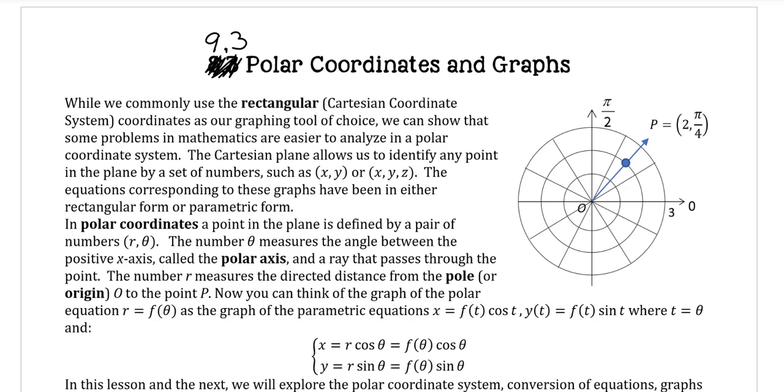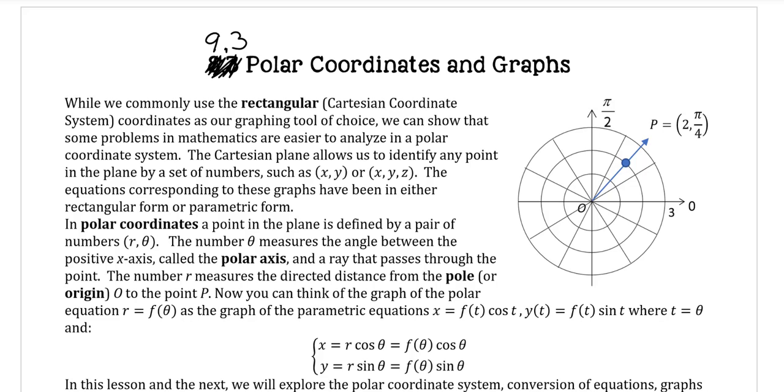This is part 1 of lesson 9.3, Polar Coordinates and Graphs. This lesson is going to give a review of polar coordinates and converting between polar and rectangular. And then we're going to start connecting it to some of our calculus concepts, such as finding tangent lines and max and mins. And we're going to build from there in the next lesson.